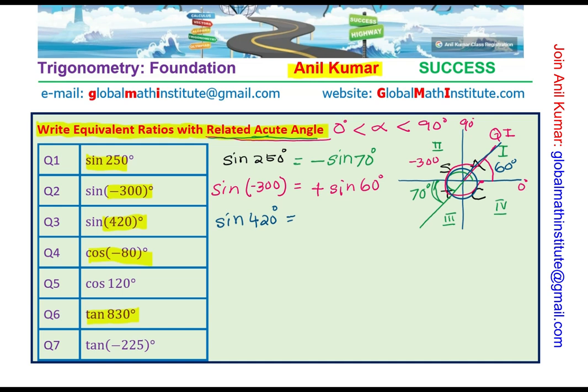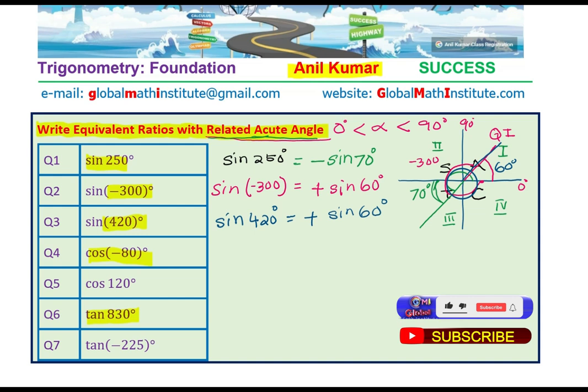You are in quadrant 1, definitely it is positive, and you can see the related acute angle is 60 degrees. So it is also equal to sine 60 degrees, correct? Perfect. So sine of minus 300 is the same as sine of 420 degrees, which is also the same as sine of 60 degrees. Makes sense, right?